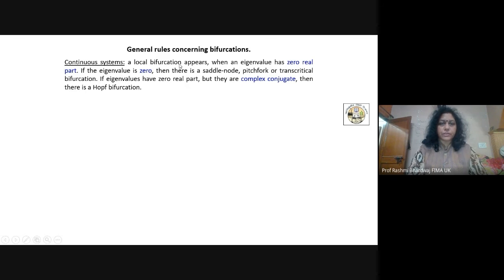If you have a continuous system, a local bifurcation appears when the eigenvalue has 0 real part. If the eigenvalue is 0, then there is a saddle node, pitchfork or transcritical bifurcation. If the eigenvalues have 0 real part but they are complex conjugates, then there is a Hopf bifurcation. So for a continuous system, you can easily check or verify the different types of bifurcation.